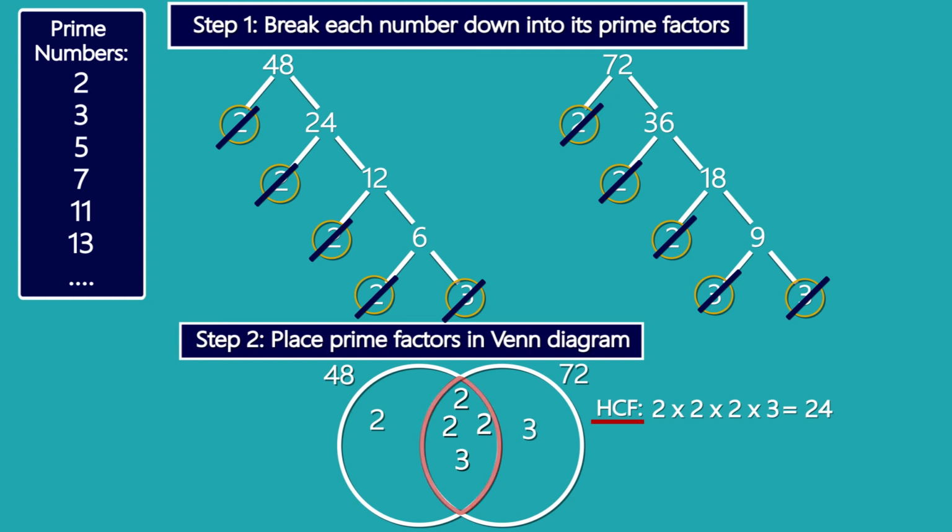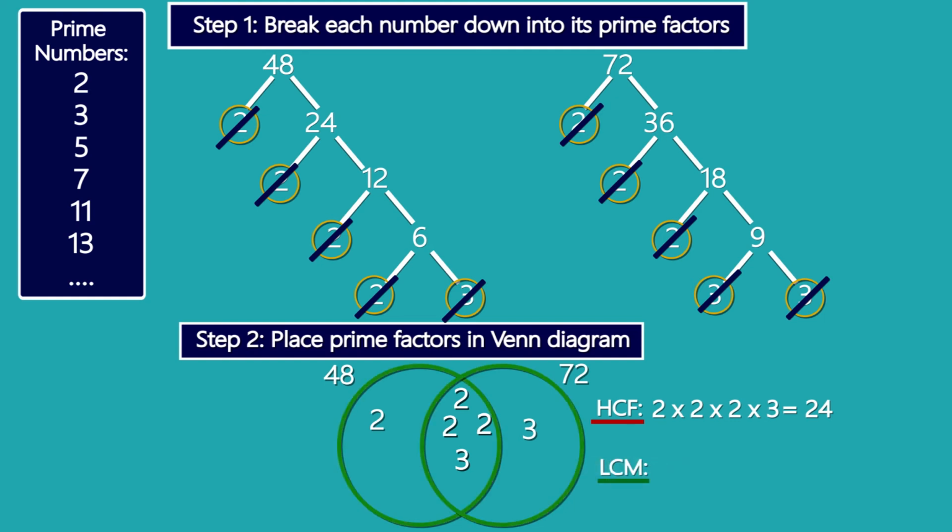To find the lowest common multiple, I multiply all the numbers that are in my Venn diagram. They're in either circle and the intersection. So that's 2 times 2 times 2 times 2 times 3 times 3. And altogether, that gives me 144.